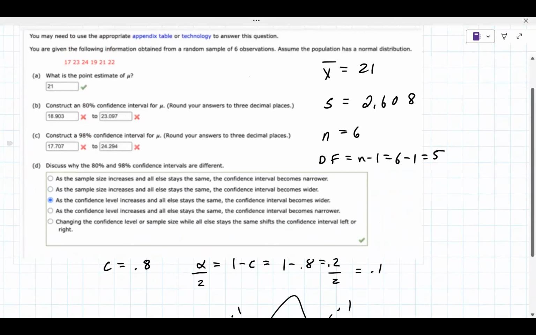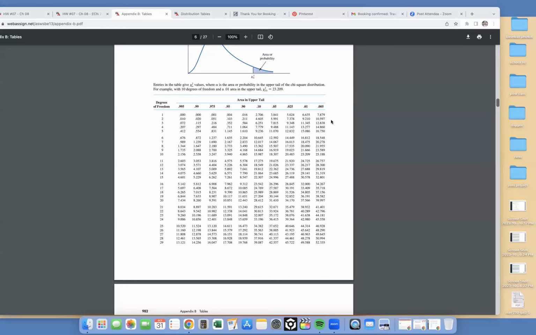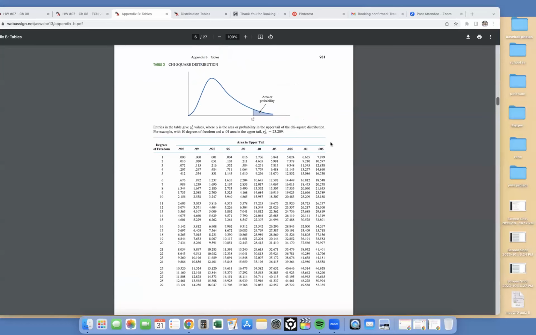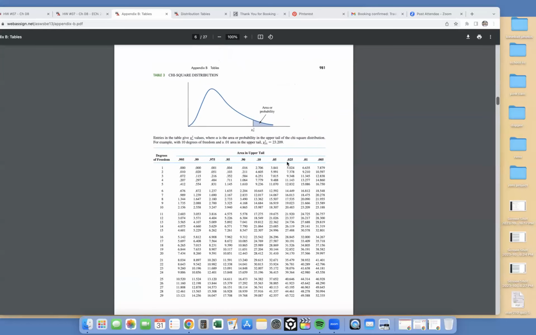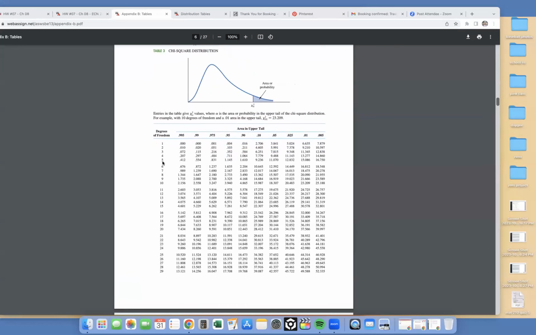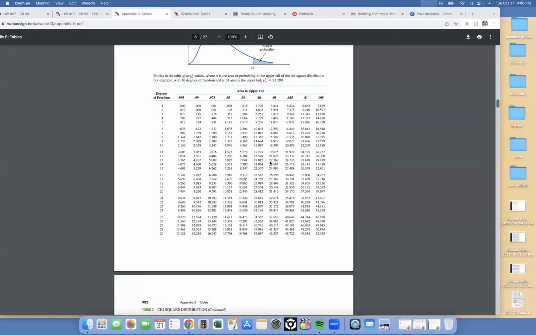I'll share my screen again just so I know where to look, because this is where I'm really stuck on. I missed a few steps. Okay, so degrees of freedom 5. Look at that row with 5 in it. 5 is here. Okay, and then you go across until you see 0.1 in the tail. This is the wrong table. You're in the chi-square distribution table. This is the wrong one.